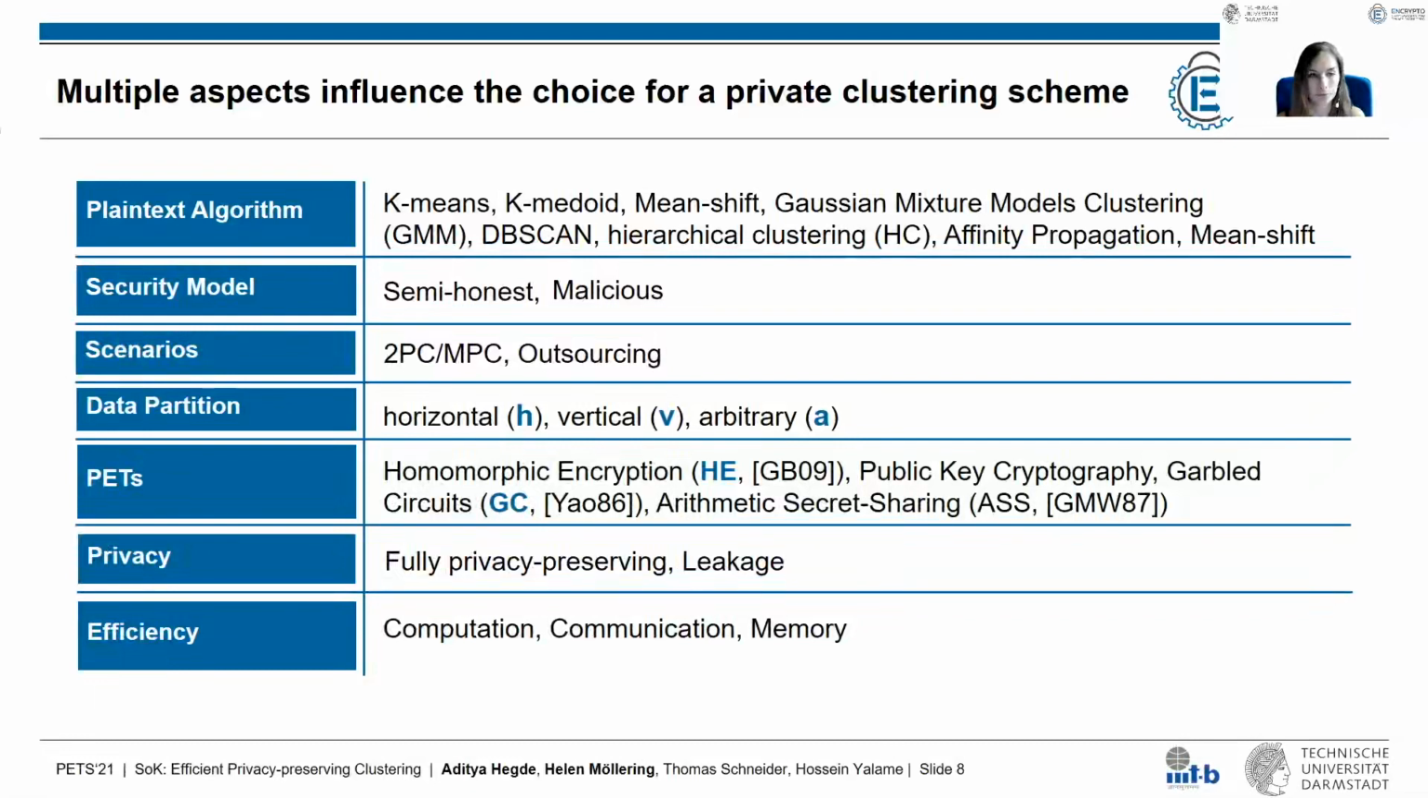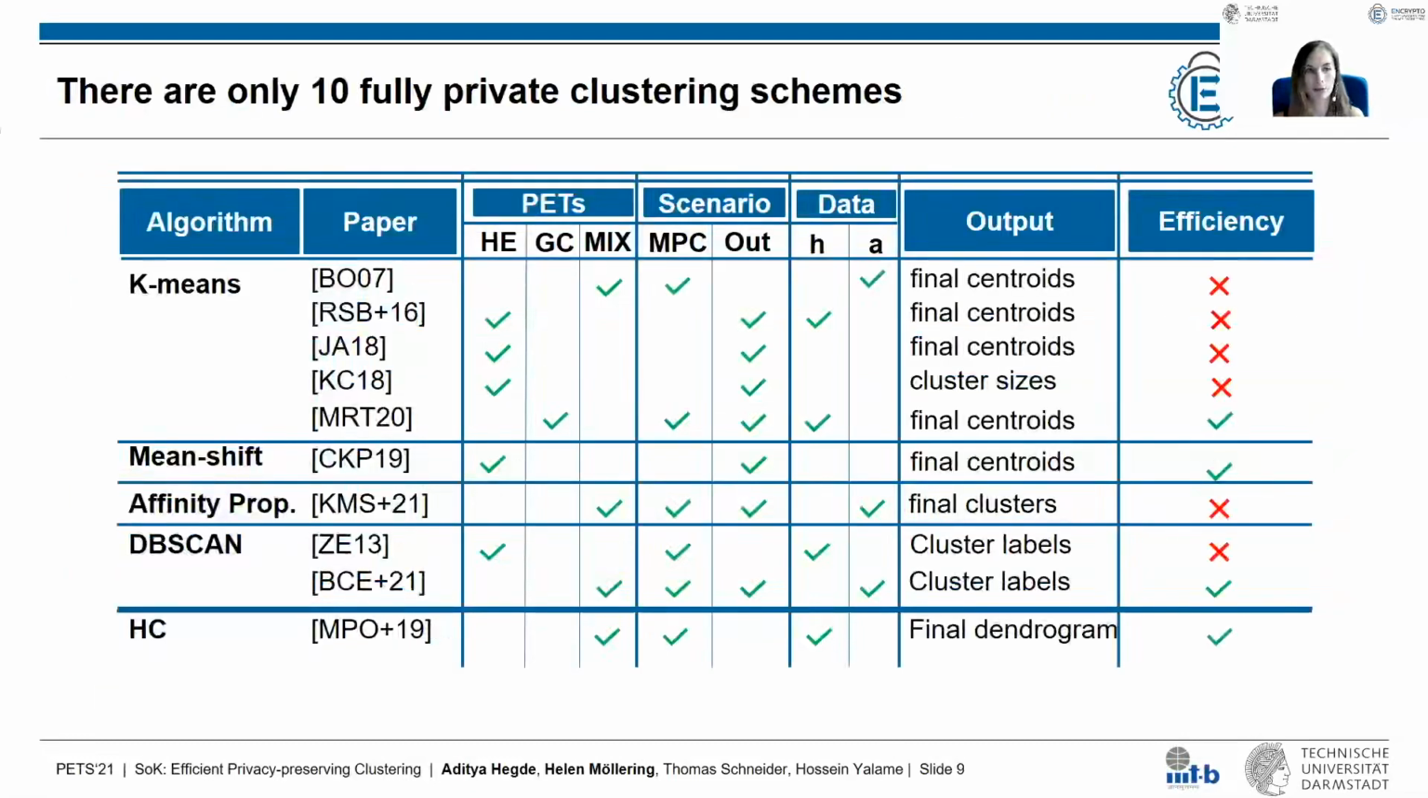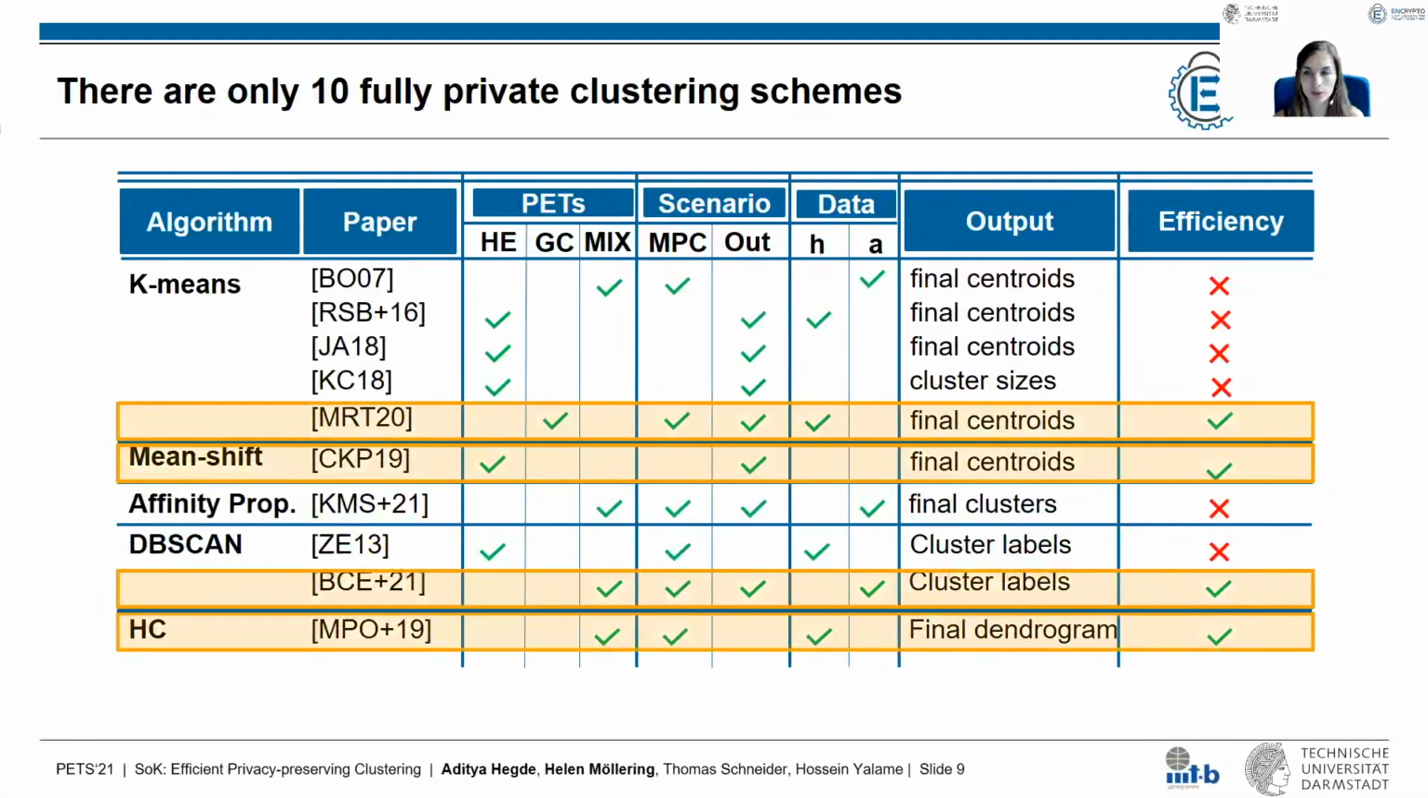categorize the different protocols. What you can see here now are the only fully privacy preserving schemes that we identified. So most of them are using the k-means algorithm, and a few are also done with DBSCAN, affinity propagation, mean shift, and hierarchical clustering. However, we also looked at the efficiency property here, and especially the old works mostly have used the Paillier encryption scheme without any optimization, such as packing or parallelization, which makes them slower than the state-of-the-art works. And we identified 4 of them to be the fully privacy preserving and most efficient.